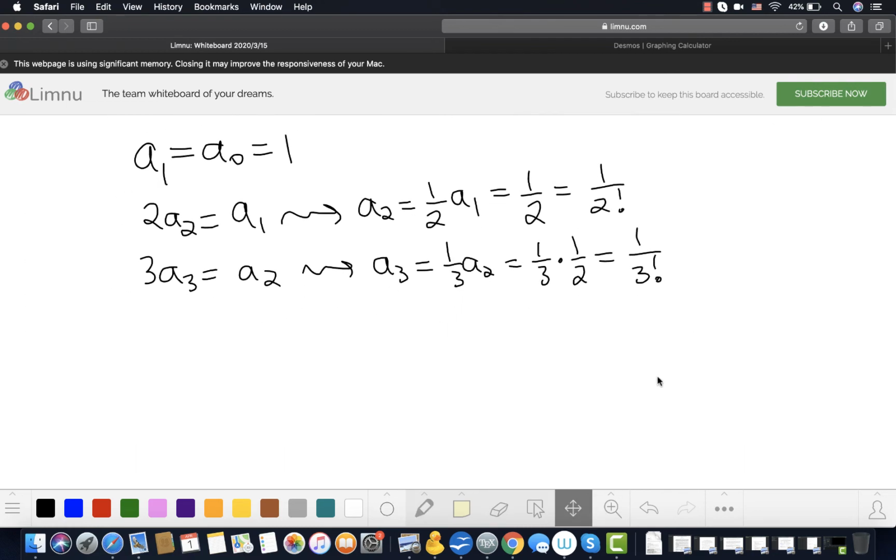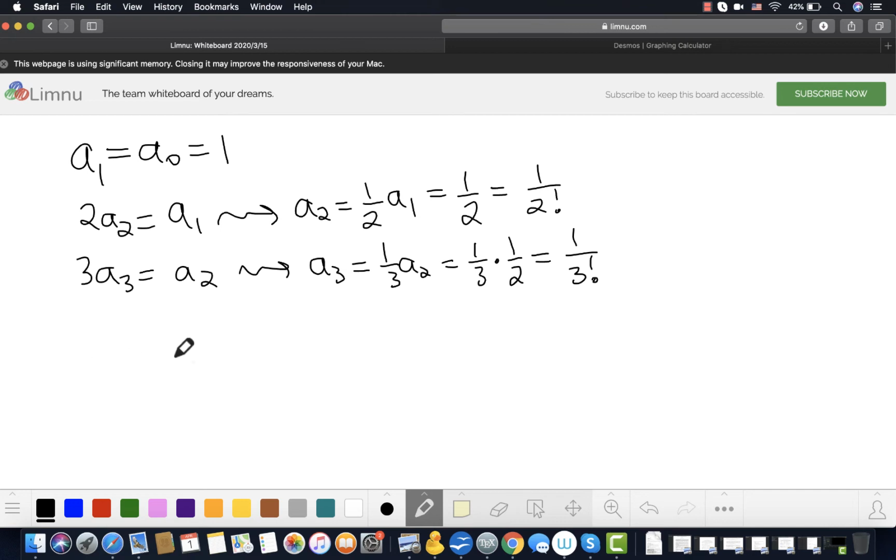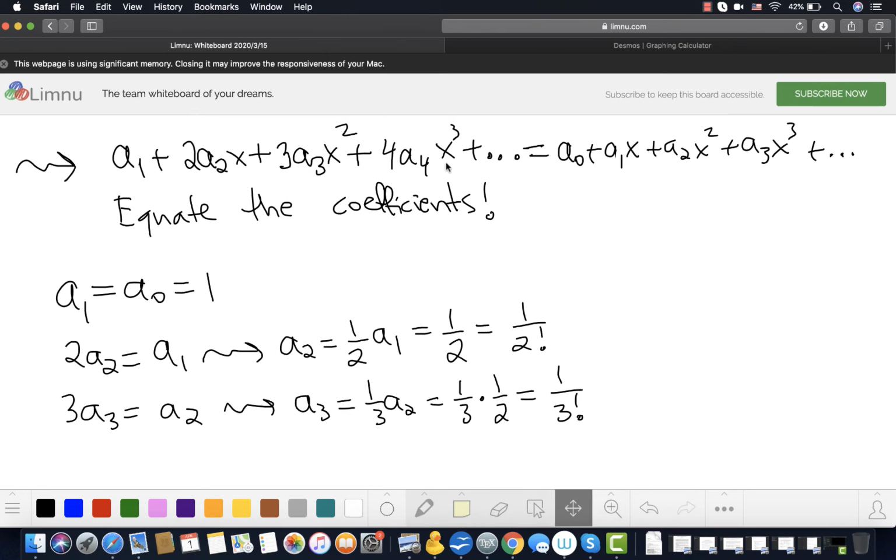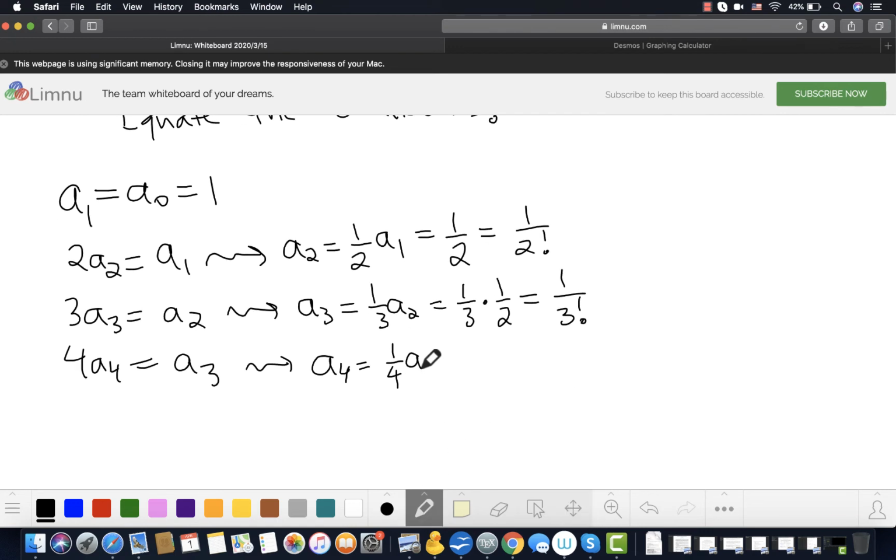Okay. So let's keep going. So the next one is going to be 4a4 should equal the coefficient of x cubed on this side, a3. And so I get a4 should equal 1/4 a3, and that should equal 1/4 times, well, I know what a3 is from the previous line. I've computed it. It's 1/3 factorial. If you multiply 1/4 with 1/3 factorial, it's the same thing as 1/4 times 3 factorial, which is 4 factorial.